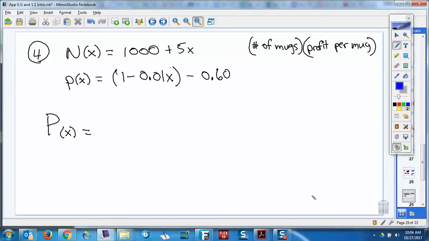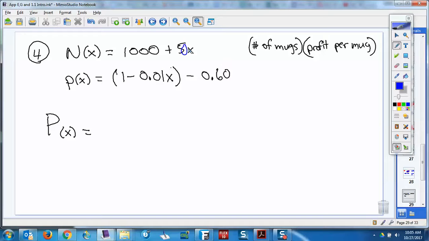Well, the profit would be however many mugs we sell times how much profit we get on each mug. Right? So they already wrote the equations for you. They just asked you to explain. So just very quickly, we can sell 1,000 mugs. Oops, that's a mistake. That's not a 5, it's a 50. Okay. We can sell 1,000 mugs, and then they also tell you let X be the number of price reductions.